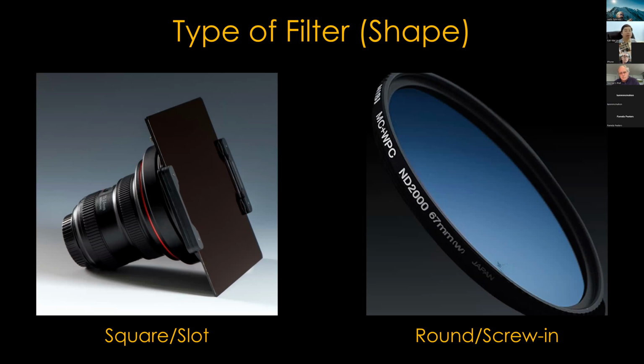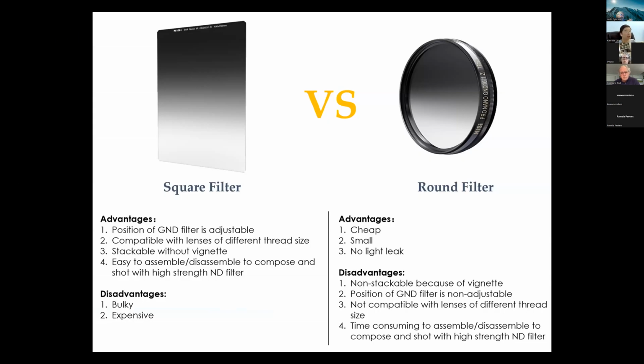There are pros and cons for both of them. For the round filters, people like them because they're cheap, small, and easy to carry around. However, it's very difficult to stack the filters because they can produce a vignette if you stack two or three together. And if you want to use the ND, GND, or circular polarizer together, it's kind of difficult to stack them with round filters. So this is the disadvantage of the round filters.